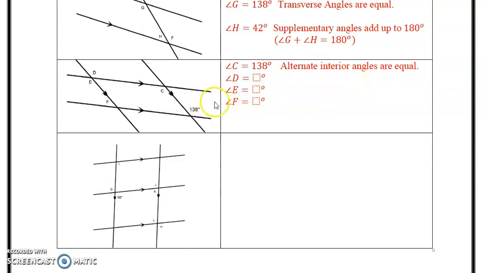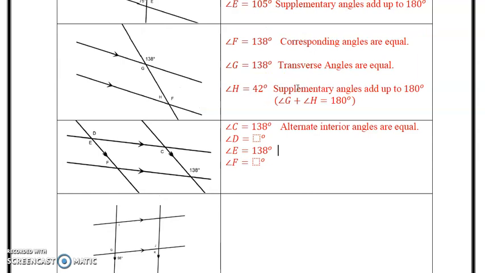Next, to get some of the other angles, I can use C from 138. C and E would be called corresponding angles. So E would also equal 138, because corresponding angles are equal. So E is equal to C.